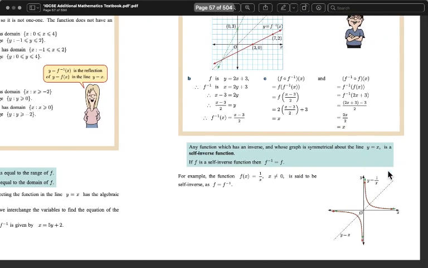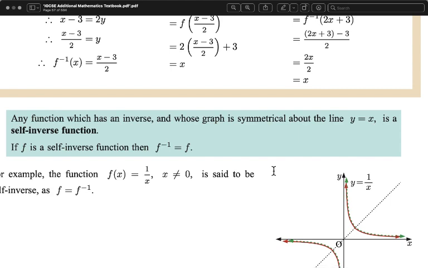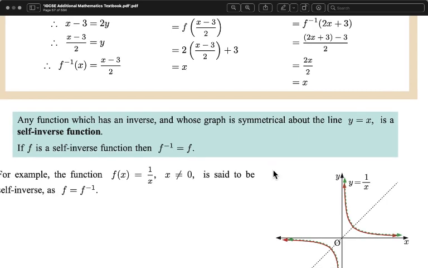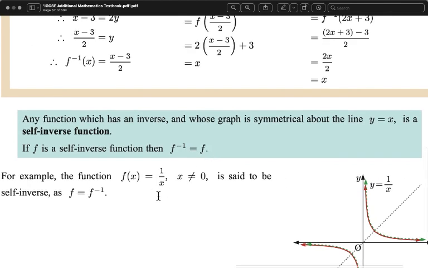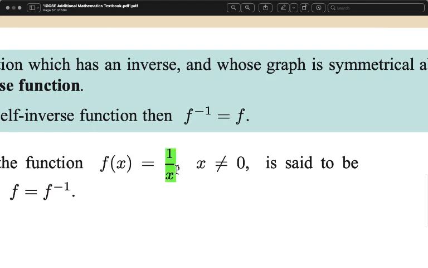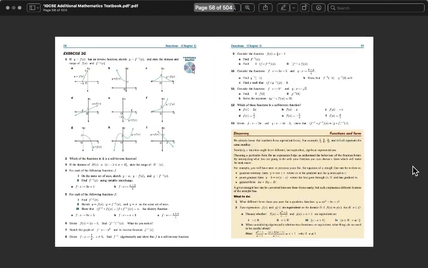And now let's look at another type of inverse function, the self-inverse function. Basically, a self-inverse function is a function whose inverse function is the same as the original function. For example, the function f(x) equals 1 over x: its inverse function is also y equals 1 over x, which is the same function, and this is called a self-inverse function.